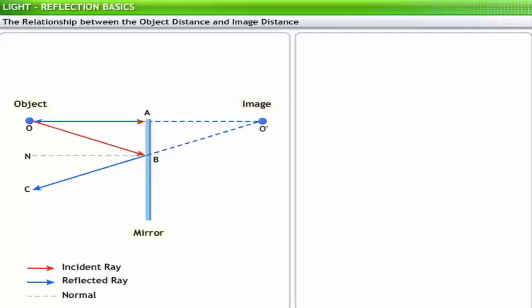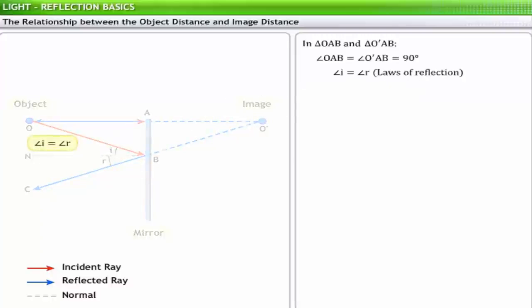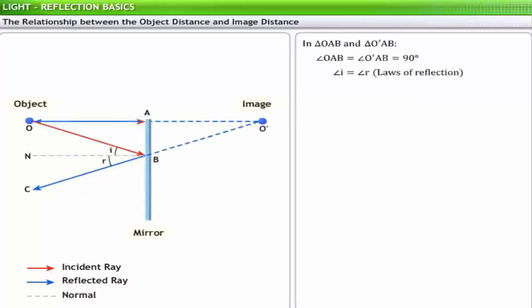In triangles OAB and O dash AB, angles OAB and O dash AB are equal to 90 degrees. Also, based on the law of reflection, angle I is equal to angle R. Angles on alternate sides of the transversal on two parallel lines are called alternate angles and are always equal. Here, angle I and BOA are alternate angles. Therefore, angle I equals angle BOA.